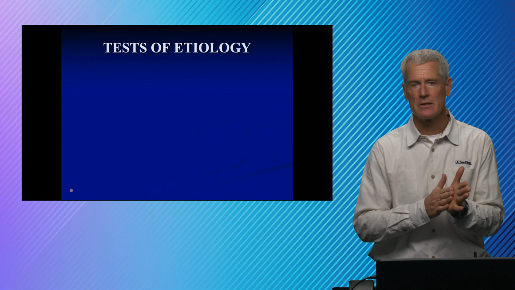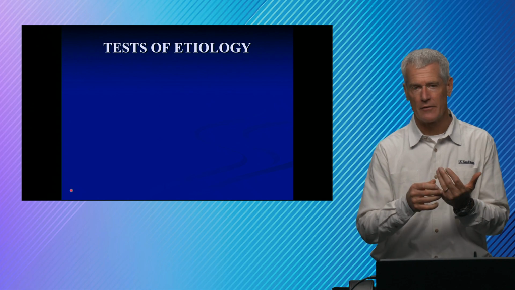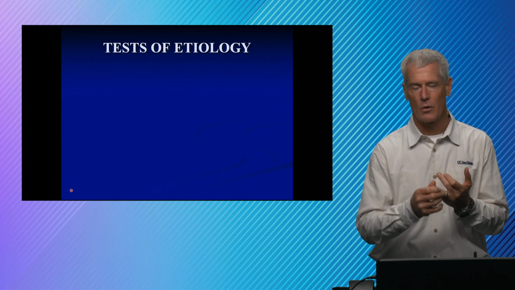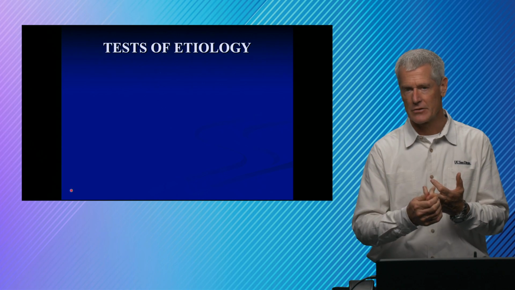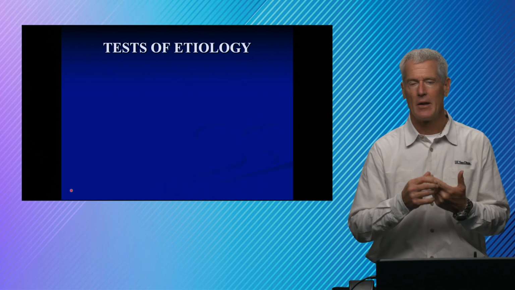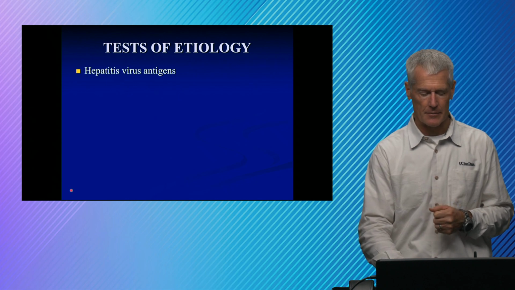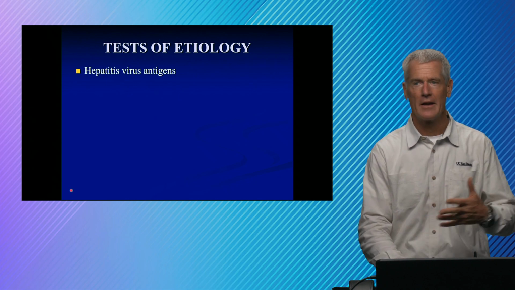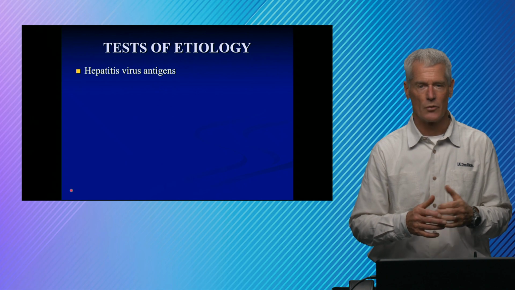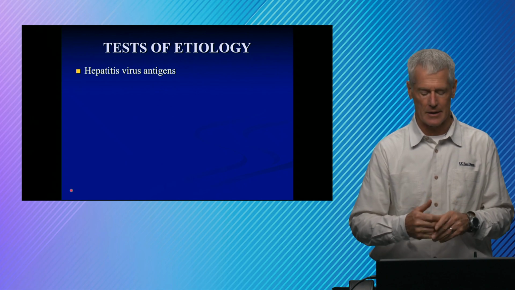So tests of etiology, so it's great. We've identified, is it hepatocellular or is it a cholestatic problem? Potentially, is it a synthetic problem? And then what is the cause of that? What's causing the liver issue? So a variety of hepatitis antigens, and we'll talk about those in our next quick hit.